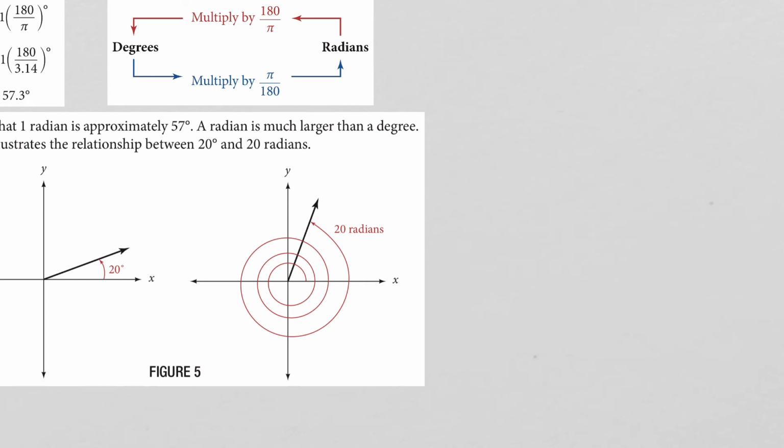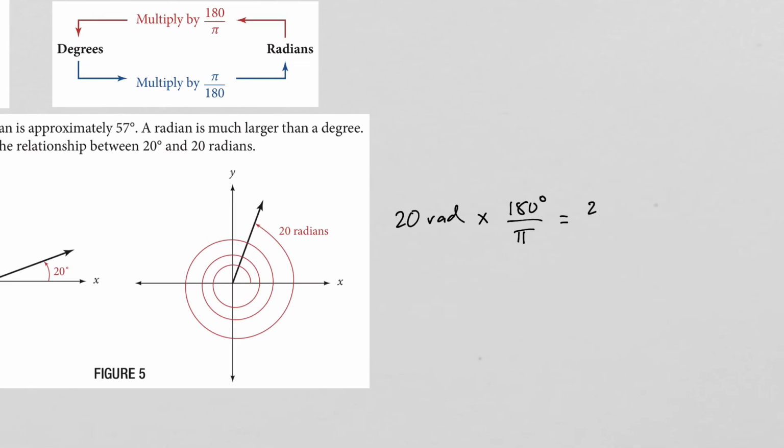Well, what we would have to do to convert it into degrees is take 20 radians and multiply it by 180 divided by pi. If you do this on a calculator, literally 20 times 180 divided by pi, this will be in degrees, right? Because these radians here cancel out. And if you do that math, you get 1,145.9 degrees, and this is approximate.